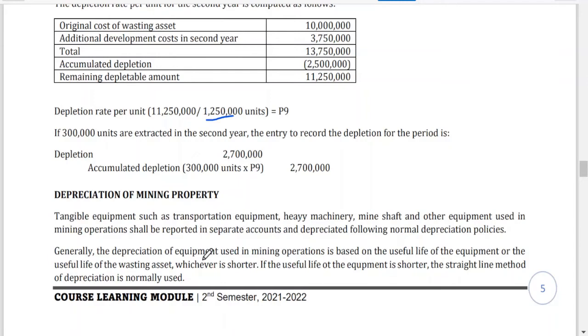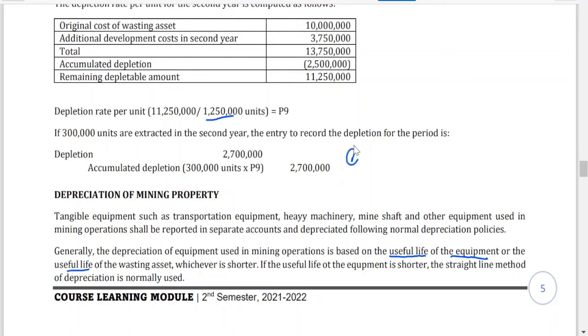So therefore, these tangible equipment will not be added to your mineral resource but separately depreciated. So generally, the depreciation of the equipment used in mining operations is based on the useful life of the equipment or the useful life of the wasting asset, whichever is shorter. If the useful life of the equipment is shorter, straight line method of depreciation is used. So first rule here is the depreciation is based on the useful life of the equipment or the useful life of the wasting asset.